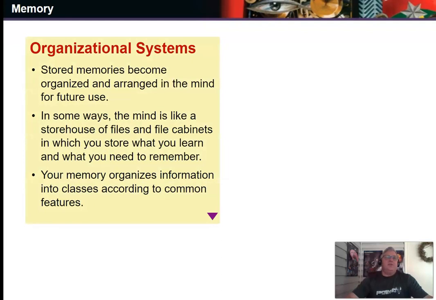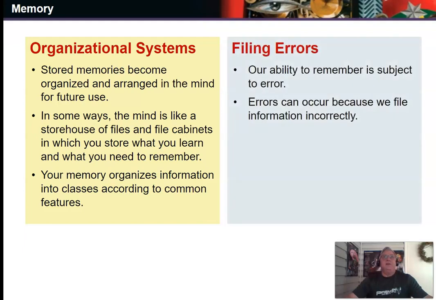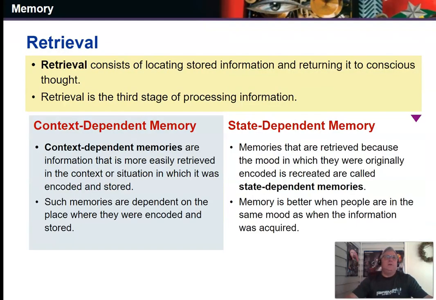Organizational systems: stored memories become organized and arranged in the mind for future use. In some ways, the mind is like a storehouse of files and file cabinets, in which you store what you learn and what you need to remember. Your memory organizes information into classes according to common features. Filing errors: our ability to remember is subject to error. Errors can occur because we file the information incorrectly.